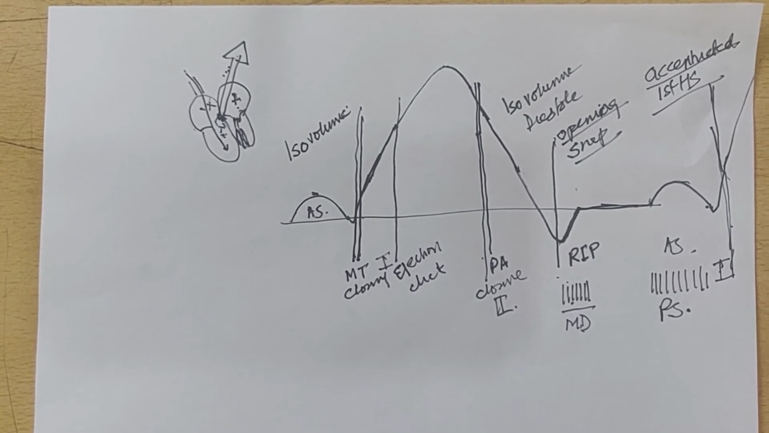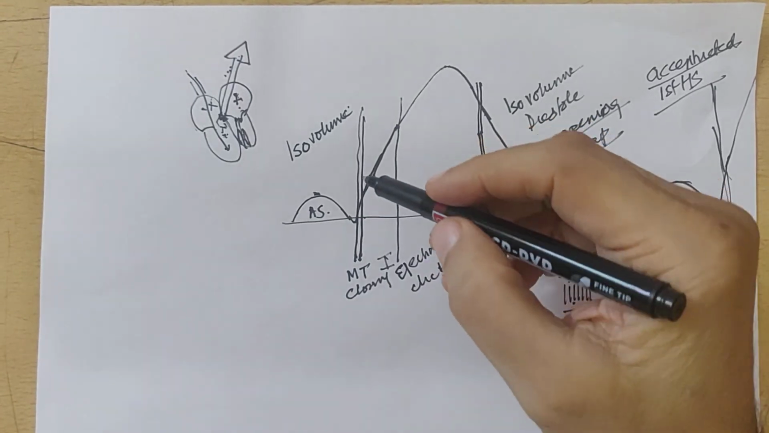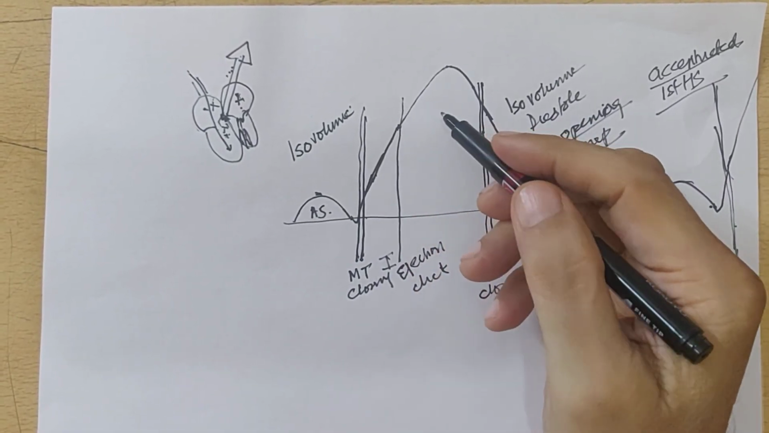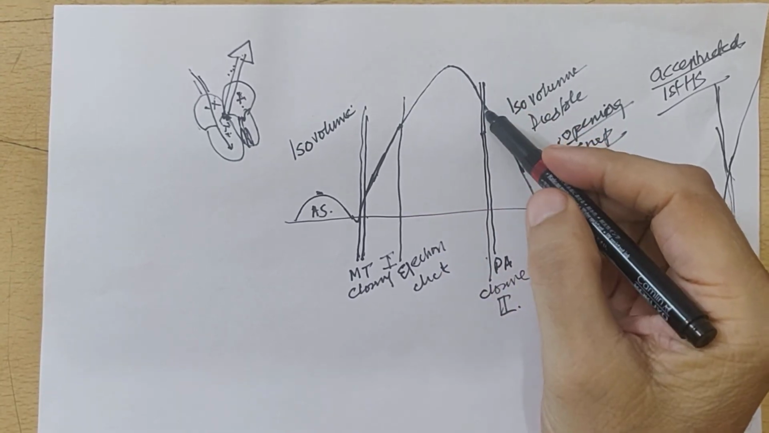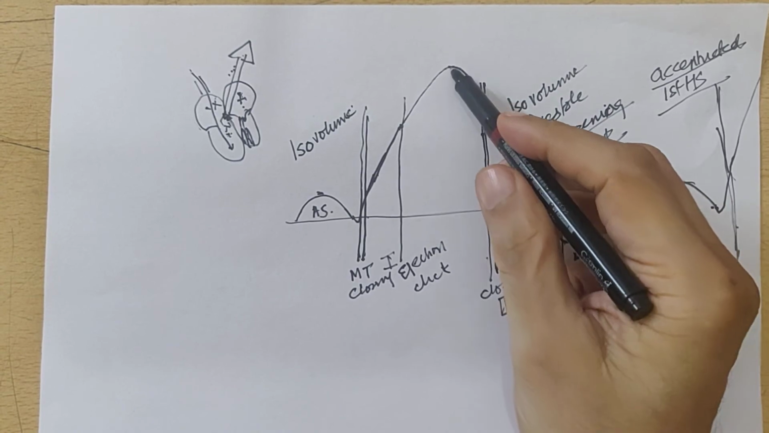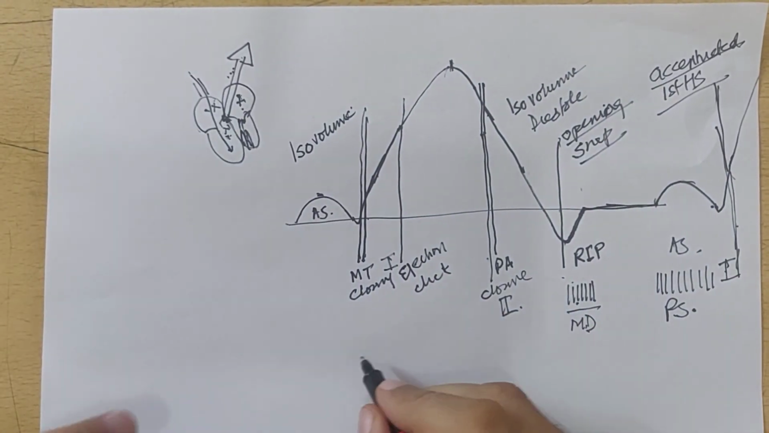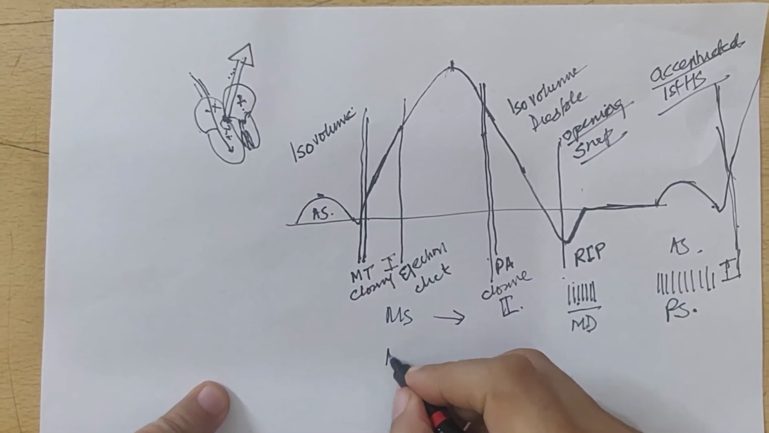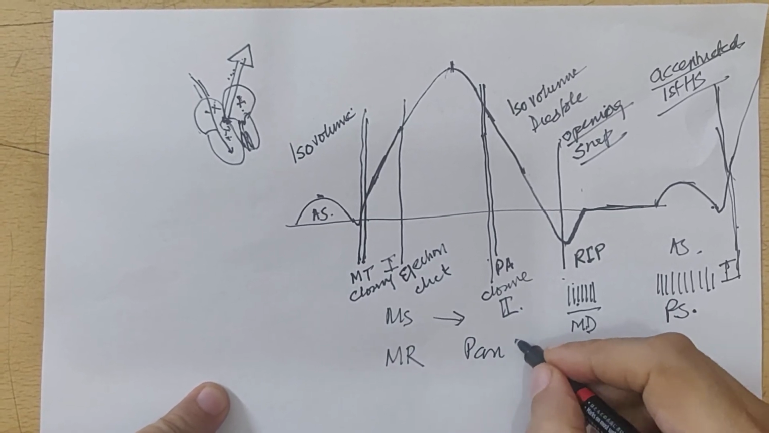Supposing the mitral valve instead of stenosis regurgitates, therefore the blood will keep on flowing back through the mitral valve throughout this phase, right up to the end of the diastole. And therefore, if this is the murmur of mitral stenosis, the mitral regurgitation murmur will be pan-systolic.